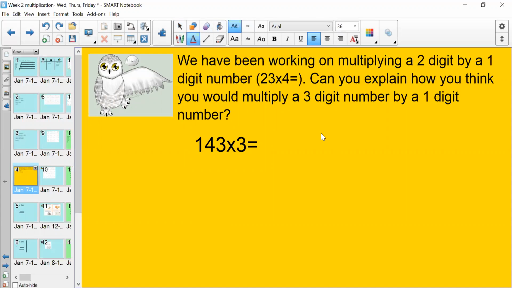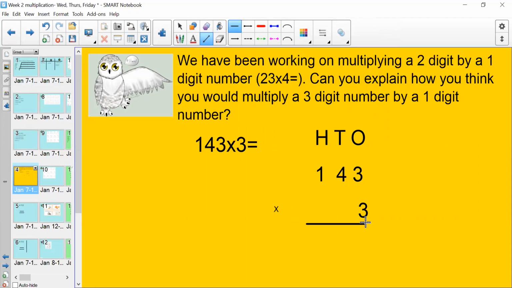So the first thing you would do is draw your hundreds, tens, and ones columns. Then add in your 143, and then multiplying it by 3, and then your multiplication sum on the left-hand side, and then nice, neat ruled lines underneath.